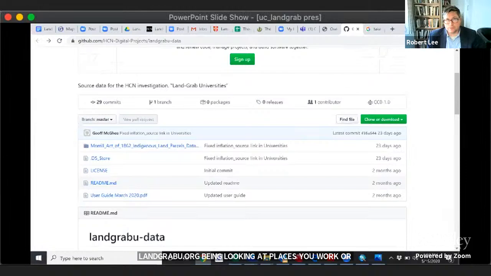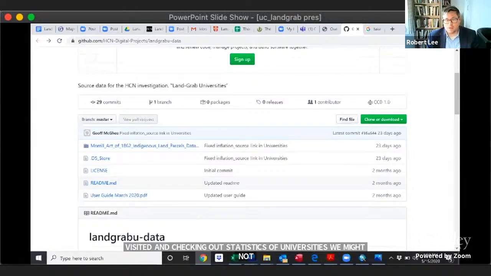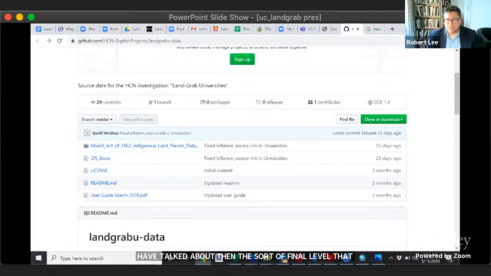But then the final level gives you the most freedom as a researcher to look at this data, to use it for yourself, to incorporate it into your own research or work, or as a teacher to build lessons around. We provide all of the data that goes into the landgrabu.org website. And this is the GitHub page where the main download is. It's all free and open to the public.